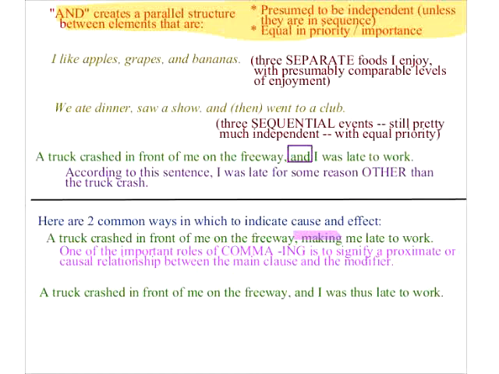Or you can use "and" as long as you pair it with another connector that signifies cause and effect. So if you have "and thus," or "and so," or "and consequently," and any of those kinds of things.